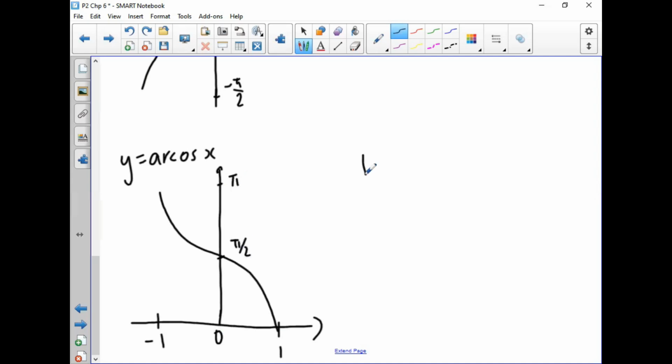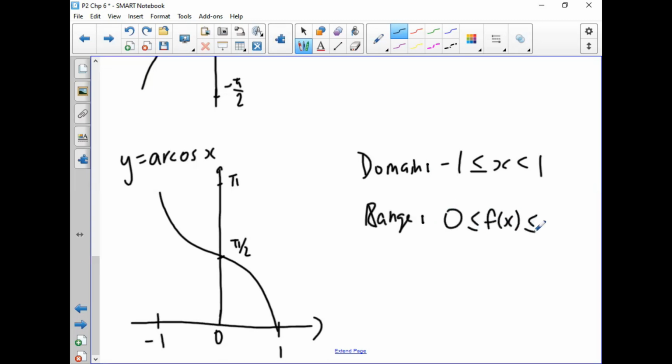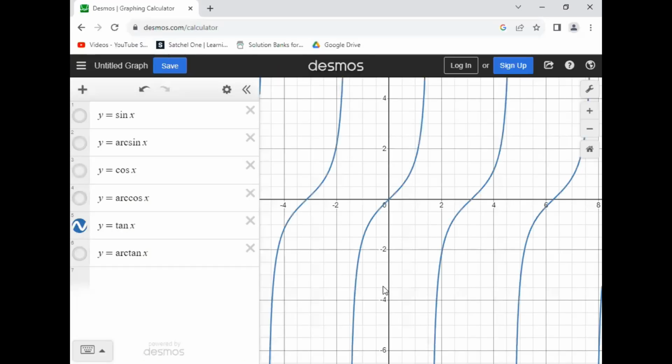Okay, so the domain is again between 1 and -1. The range is between 0 to pi, right? Last but not least, the y equals arc tan x graph. So tan x like this, arc tan x like this, because we're reflecting the whole thing by y equals x.